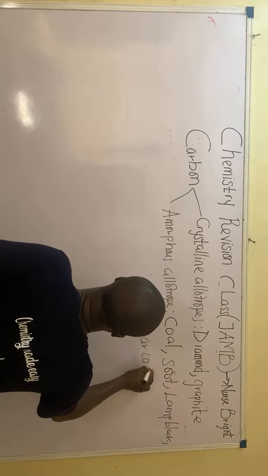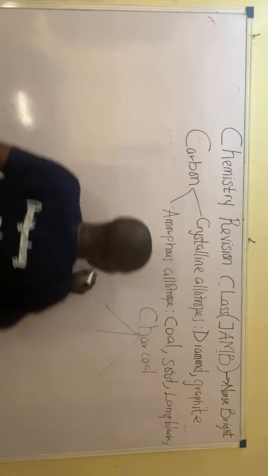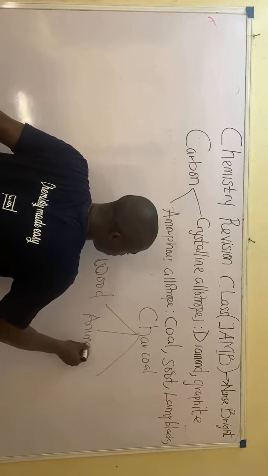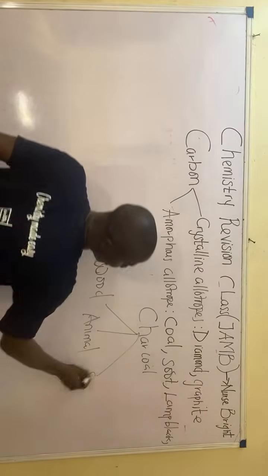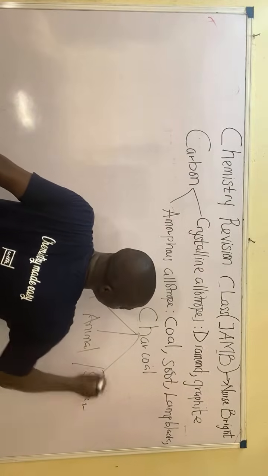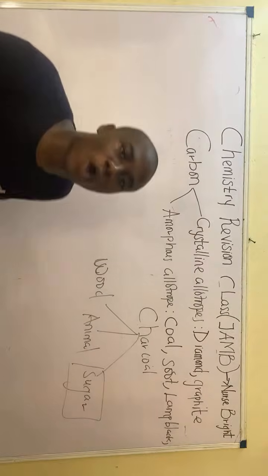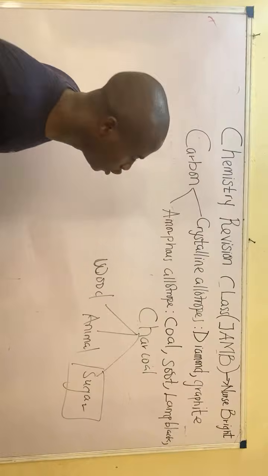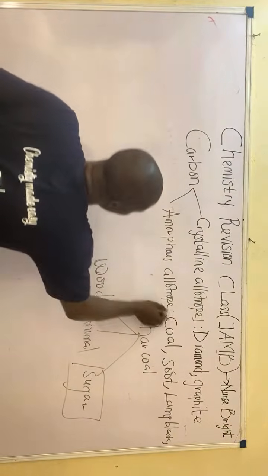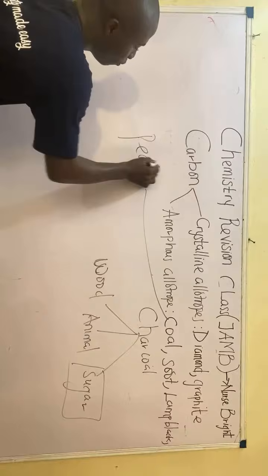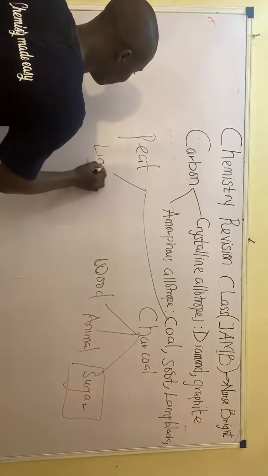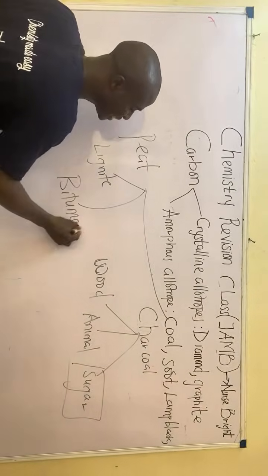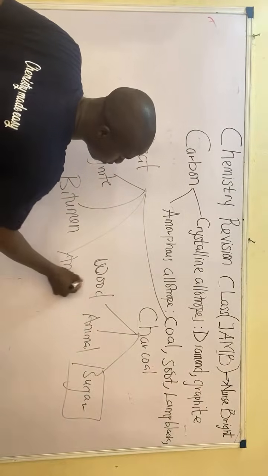Charcoal can be of three types: wood charcoal, animal charcoal, and sugar charcoal. If they ask you which is the purest form of amorphous carbon, you will simply say sugar charcoal. Coal can be of different kinds. We have peat, lignite, bitumen, and anthracite. All of these are examples of coals.